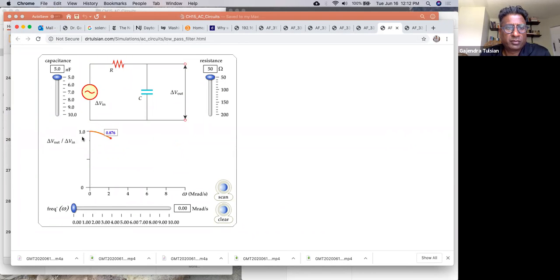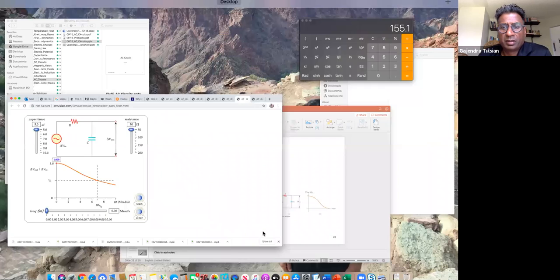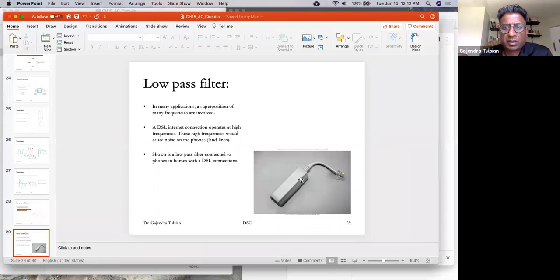So at very low frequencies, the output voltage is equal to the input voltage. And you see at roughly 7 megahertz, the output voltage has fallen to half the input voltage. So at high frequencies, the signal is weaker. So this is a low pass filter.